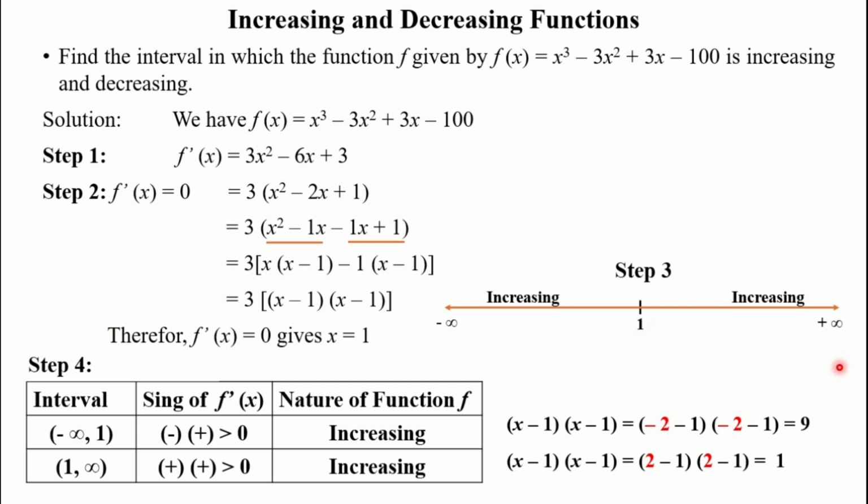And in the second interval, when we put x = 2, which is in this interval (1, +∞), (2 - 1)(2 - 1), we will get the answer as 1, which is greater than 0. Means the function is also increasing in this interval (1, +∞).